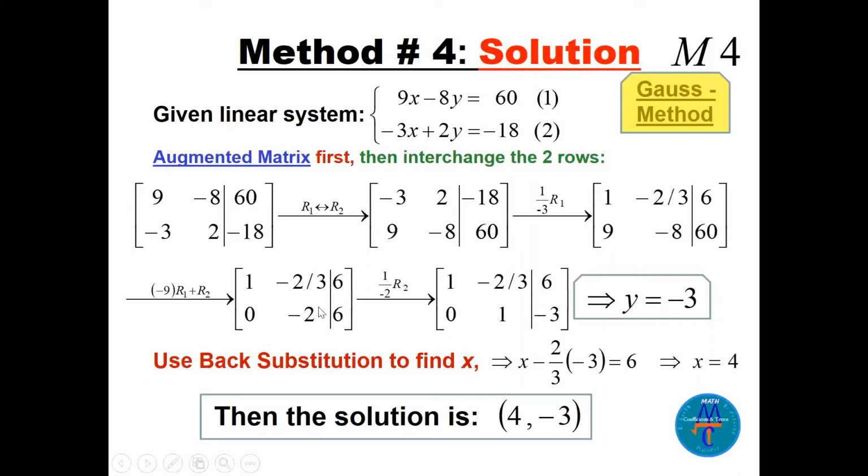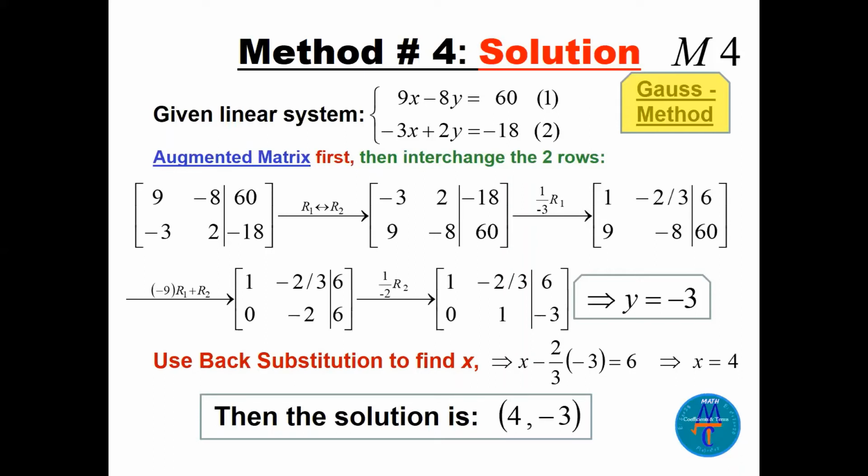So after this step, I need to change this number, minus 2. You see this number here? It should be 1 because, in the aim, I need 1s on the main diagonal. So divide by minus 2, only row 2. So I get 0, 1, minus 3.